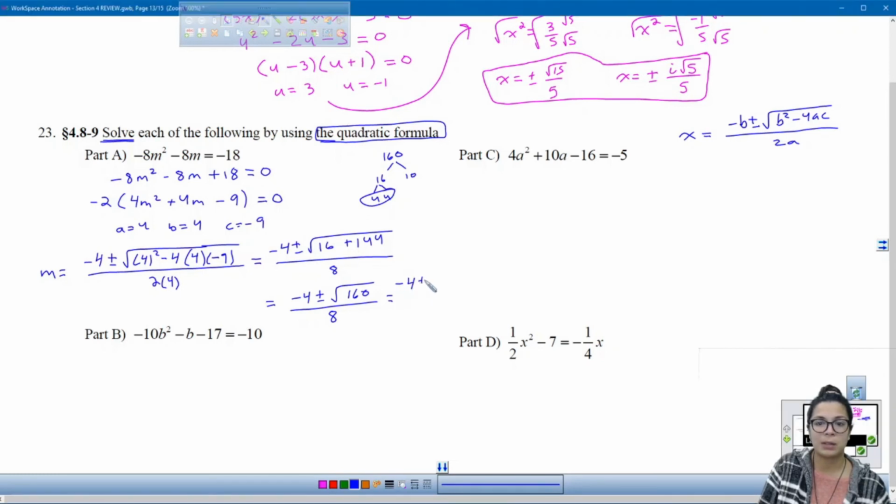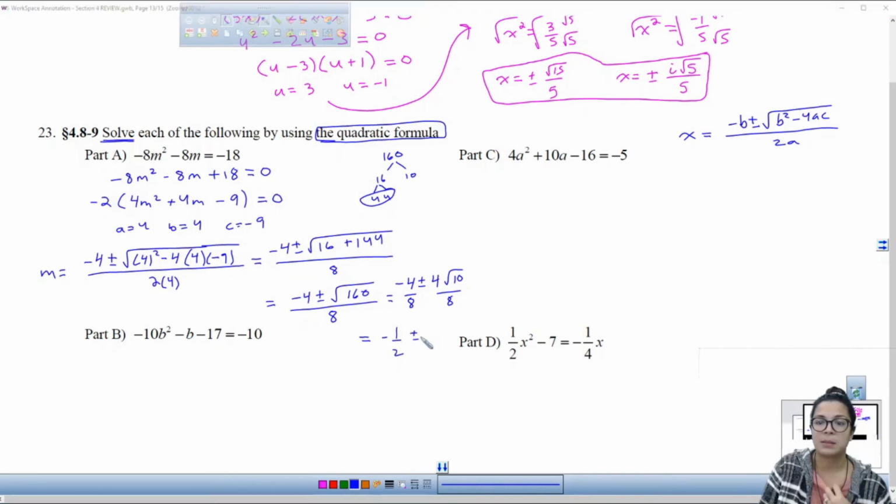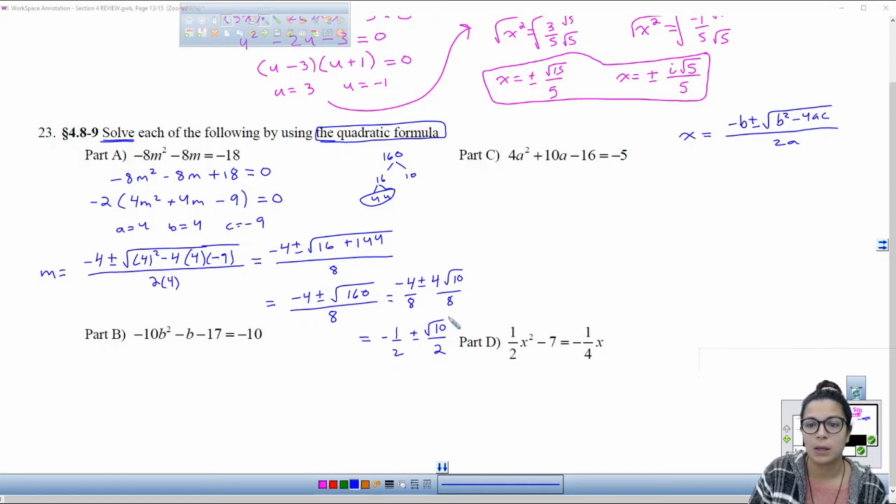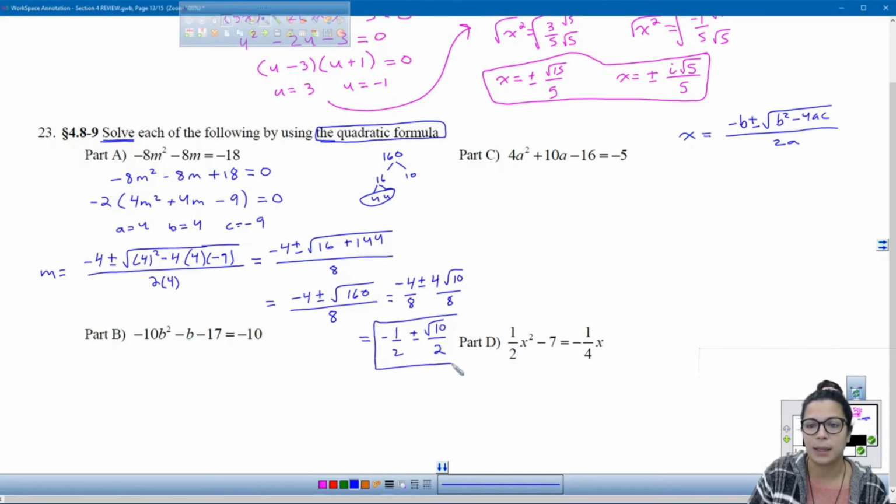So the square root of 160 simplifies to 4 square root of 10, and then we can distribute the division of 8 to both of them. So we end up with negative 1/2 plus or minus the square root of 10 over 2. So that is the answer. All right. Let's move on to part B.